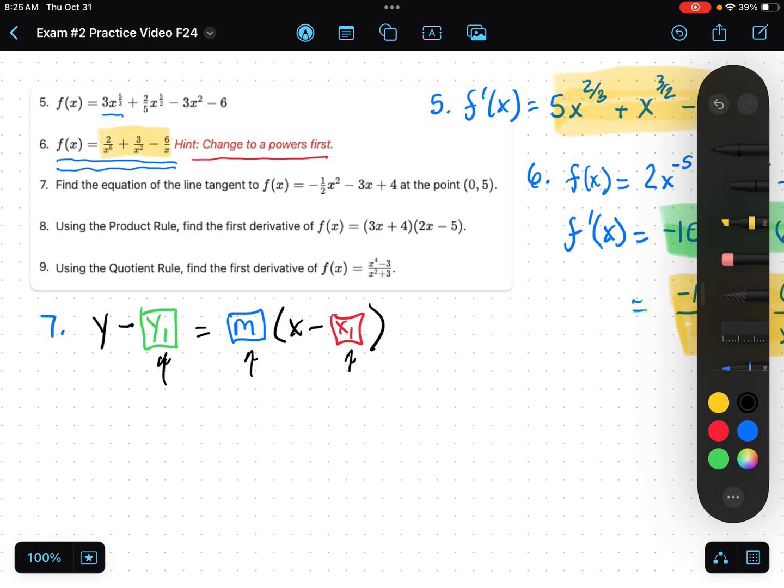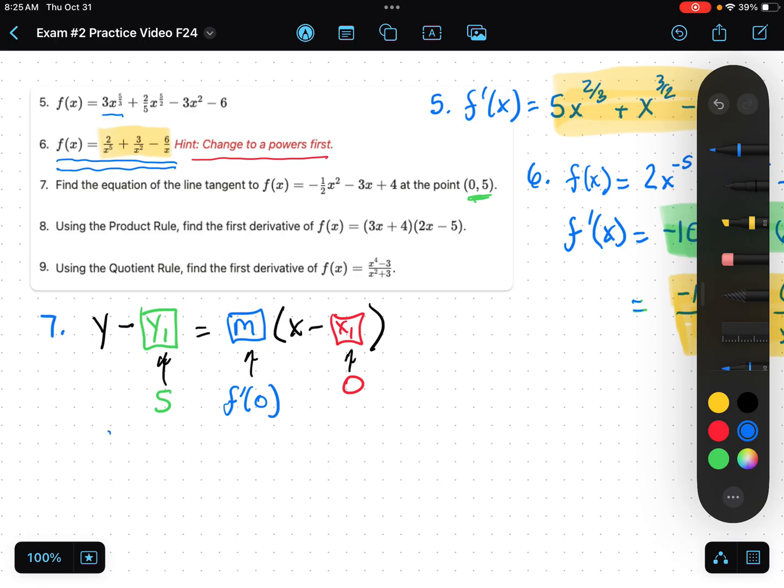So here's the good news. Two of those numbers are already given to us right here. The point (0, 5). The 0 is the x1, and the 5 is the y1. So I am 2/3 of the way done. What I don't have is the slope. The slope is going to be the value of the derivative at the point 0. I need to find f prime of 0.